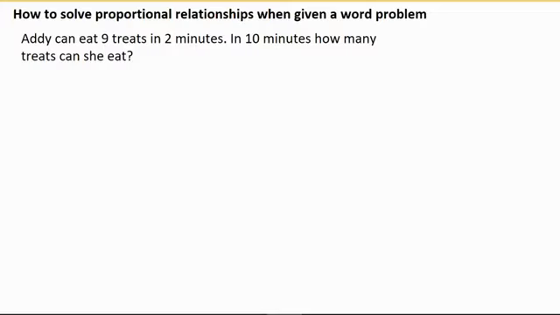In this video, we will talk about how to solve proportional relationships when given a word problem. And our problem is: Addie can eat 9 treats in 2 minutes. In 10 minutes, how many treats can she eat? I'll solve this 3 different ways, and then you can pick the method that you like the best.